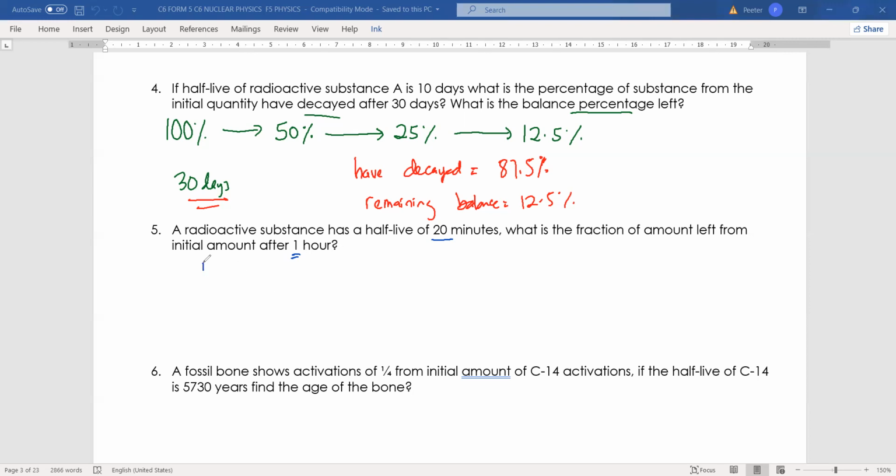So first I take the fraction as 1. After the first half-life, the remaining balance is half. Another half-life, 1/4. Another half-life, half of 1/4 is 1/8. So what is the fraction of amount left? 1/8. 20 minutes, 20 minutes, 20 minutes, 60 minutes, 1 hour. So the fraction left is 1/8 of the initial amount. All right. Let's do question 6 now.